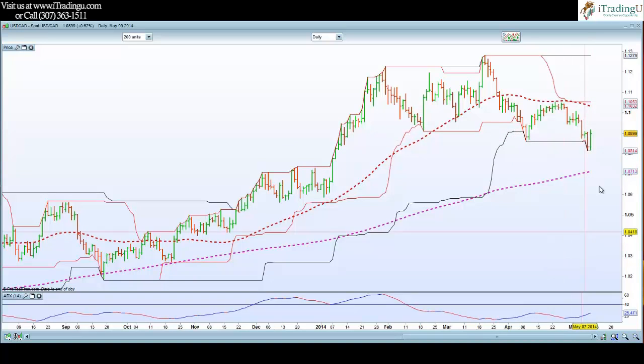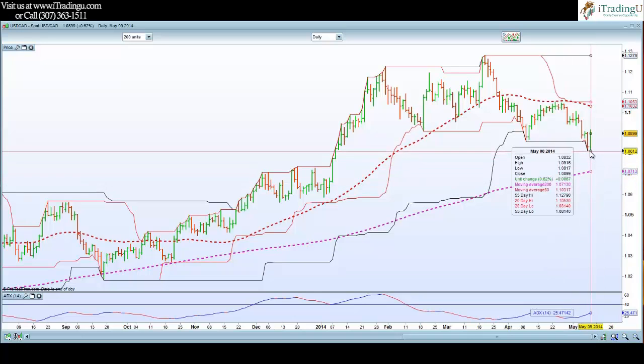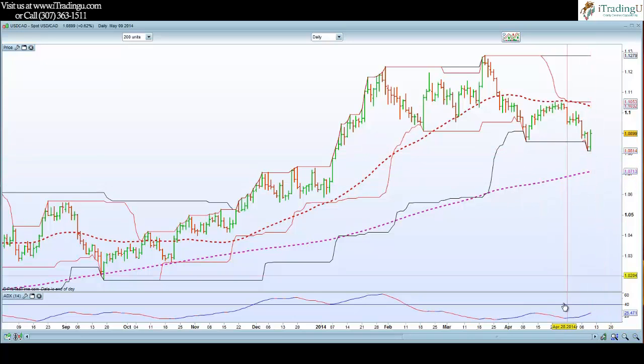So what I'll look to do is re-enter on a break of this low, this new 55-day low. And why is that? That's because the ADX is still blue, which is telling me that the market is still in a downtrend. It's above 20. So if it breaks this low, I'll get short again with my stop at this day's high.